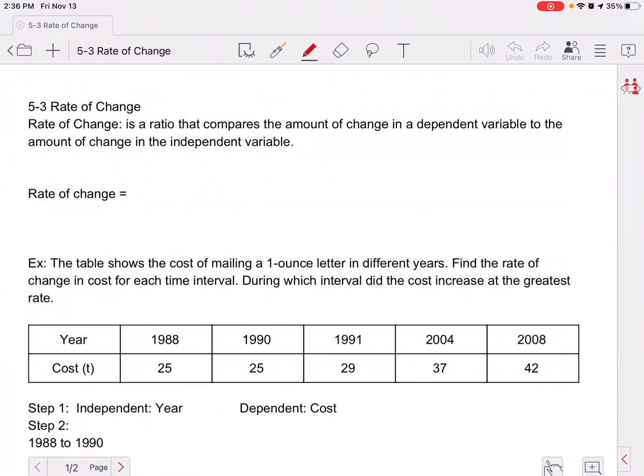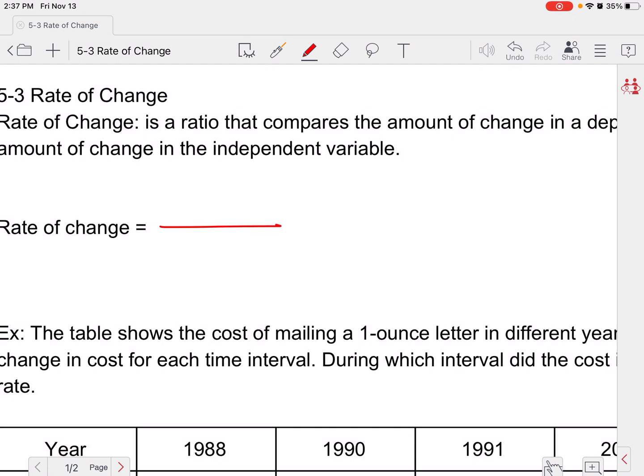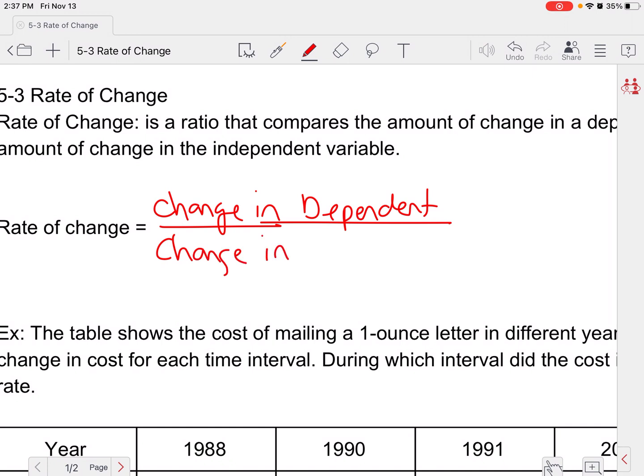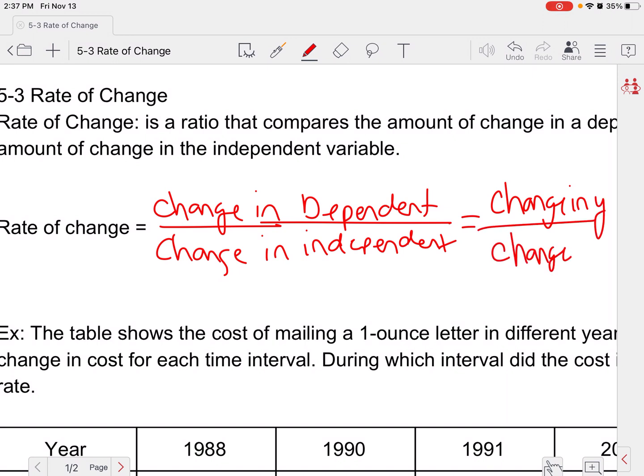So, rate of change is the ratio that compares the amount of change in the dependent variable to the amount of change in the independent variable. So what that means is the rate of change is really the change in the dependent variable over the change in the independent variable. And to make that a little bit easier, this is the change in y, so in the y variable, over the change in the x variable, okay? So this is really the one that's probably the easiest to understand and to help us, okay?